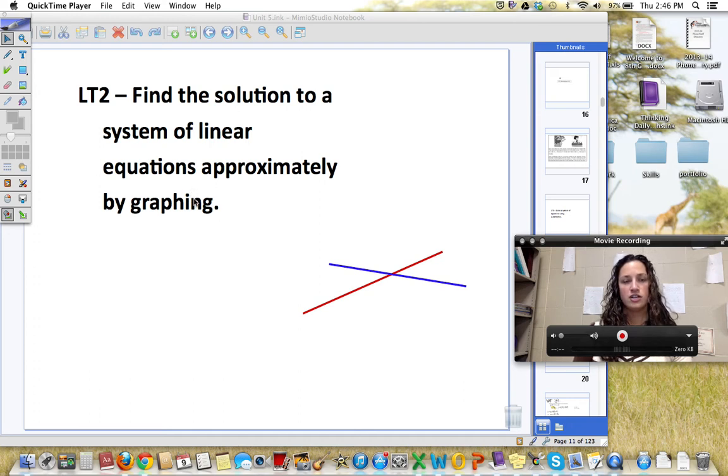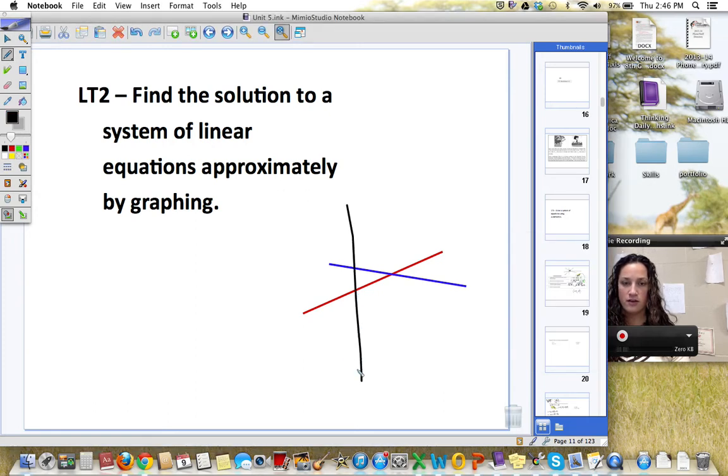All right, learning target 2 for unit 5. Find the solution to a system of linear equations approximately by graphing. So you're going to have 2 or more lines, most likely 2. You're going to graph them. So if this was like a graph right here, and here's your 2 lines, the blue one and the red one, your solution is going to be right where they intersect. Like that would be your answer, that coordinate point, whatever that is, x comma y.